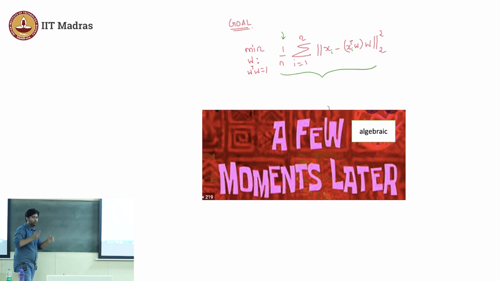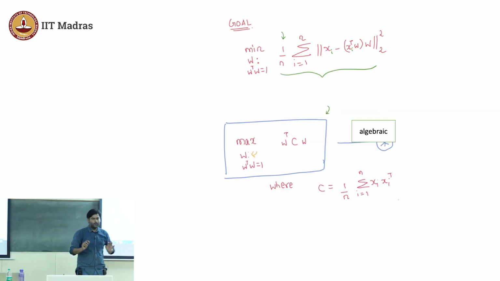Just so that we do not lose context: a few algebraic moments later, if you solve this equation, which I am not going to do because we do not have time, this will become like this. Let us not worry about this for the moment. What this means is that you can equivalently solve this problem or you can solve a different problem.